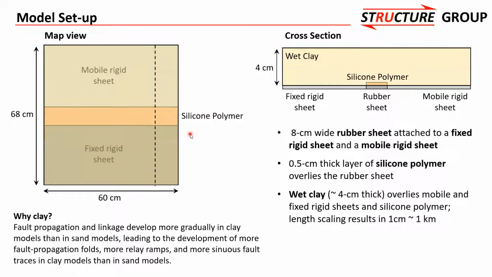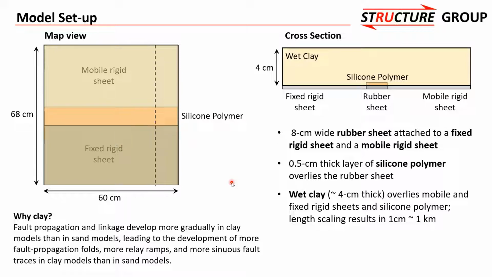Then on top of that base, I put a layer of wet clay, 4 centimeters thick over most of the model. Over where the silicone polymer was located, it was 3.5 centimeters thick. Many of you are familiar with sandbox models and may be wondering why clay. We do use sand as well, but we use a lot of clay at Rutgers because clay really allows for observation of more detailed fault geometries.